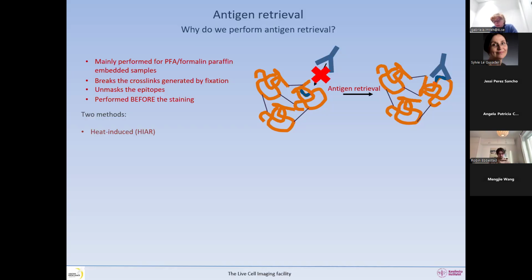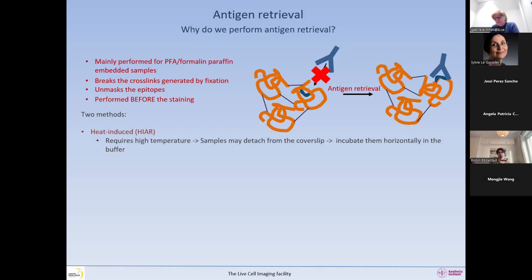And there are two main methods to perform antigen retrieval. The first is heat-induced antigen retrieval, and as the name says, it requires high temperature. This means that some tissues, especially those that don't attach very well, even on Superfrost, very highly adhesive slides or coverslips, might detach due to this antigen retrieval method.